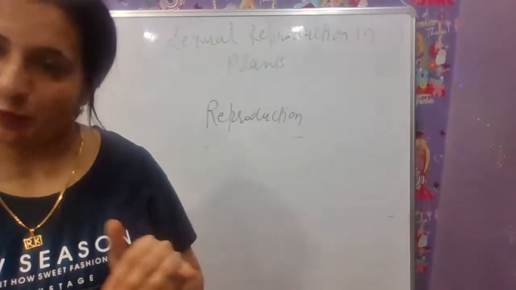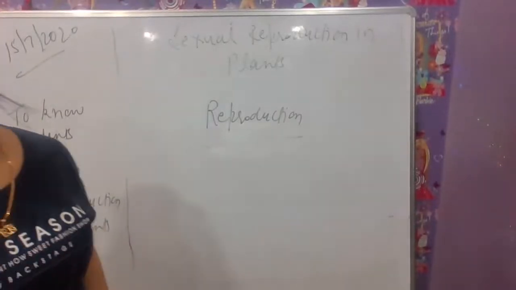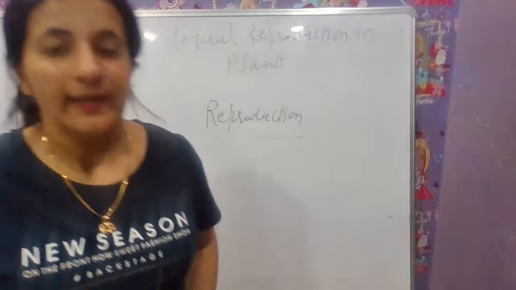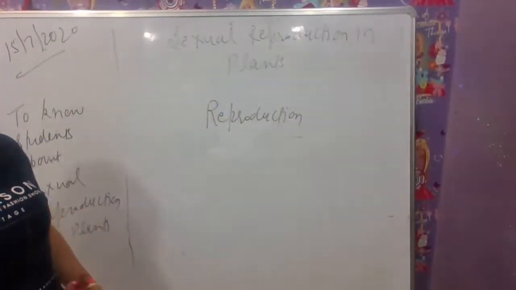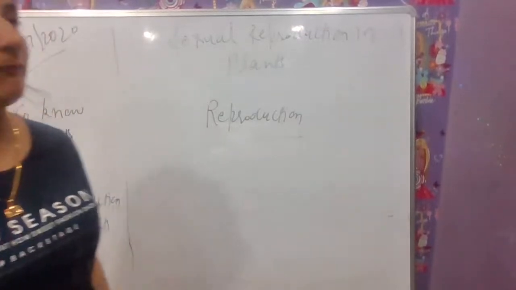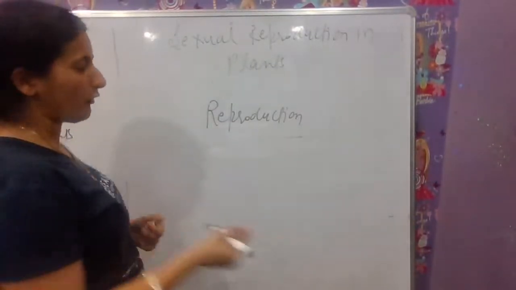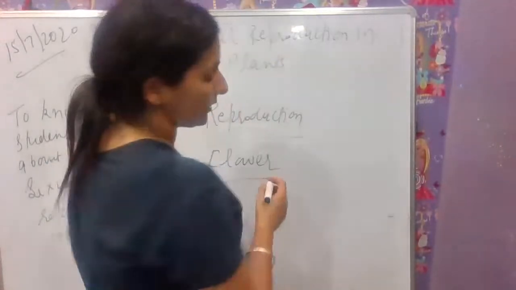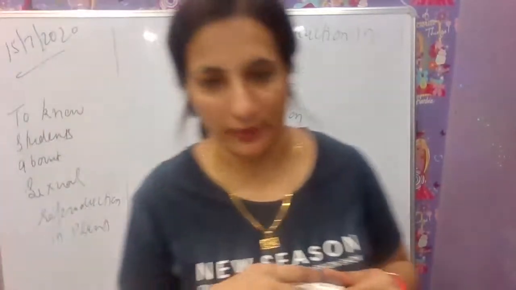Then we started the topic sexual reproduction in plants. In this we discussed the main reproductive part of the plant. The reproductive part of a plant is the flower.